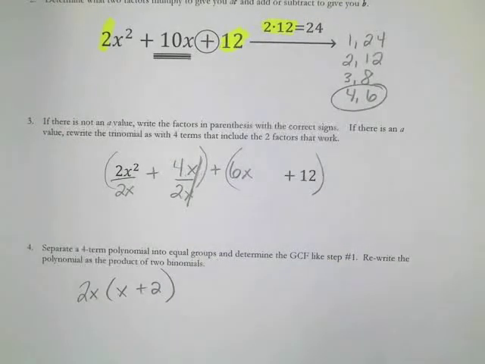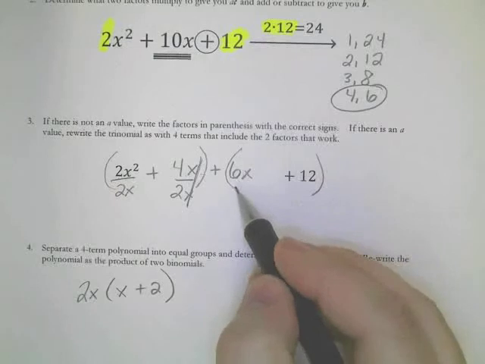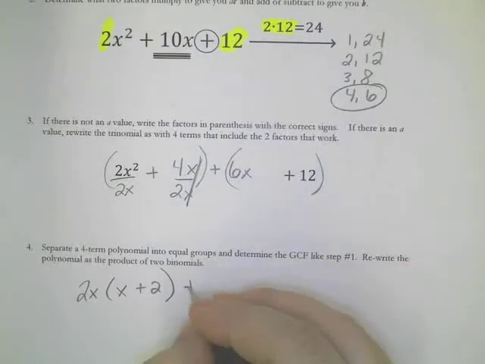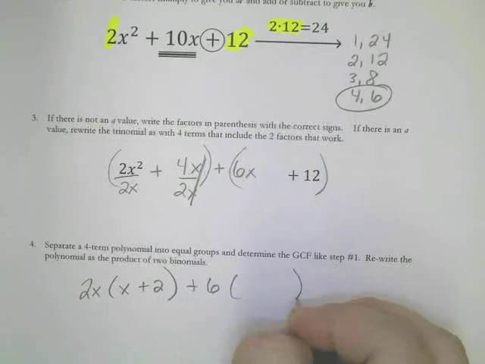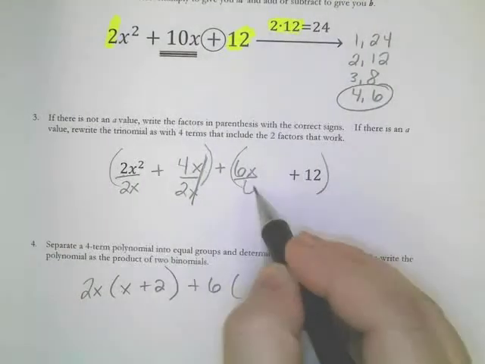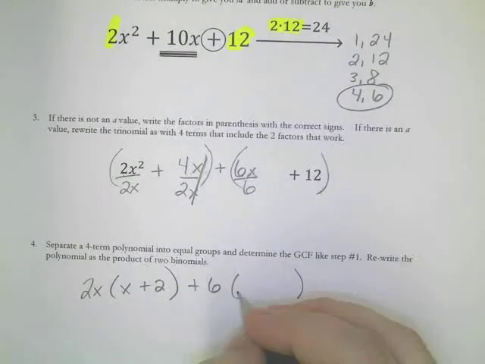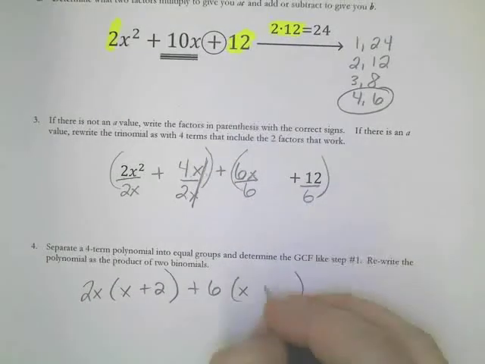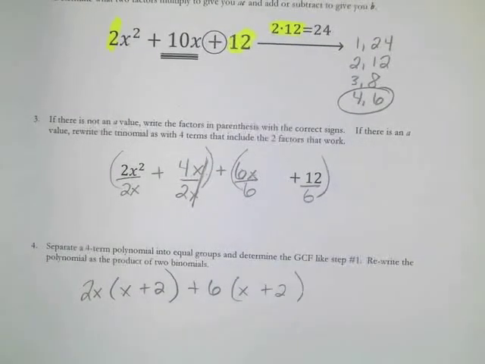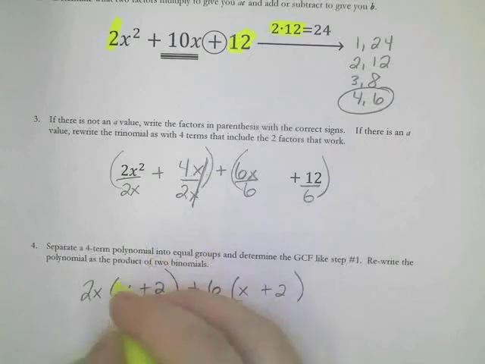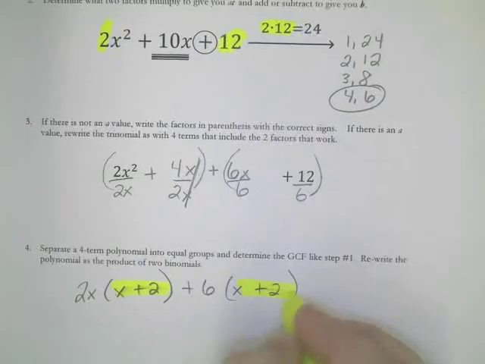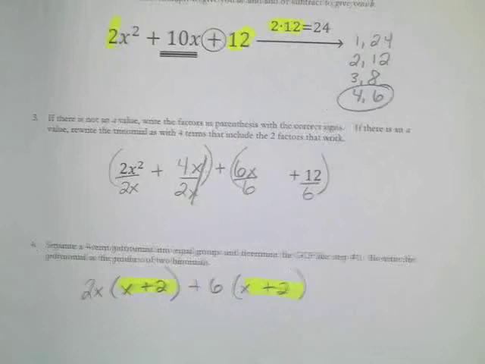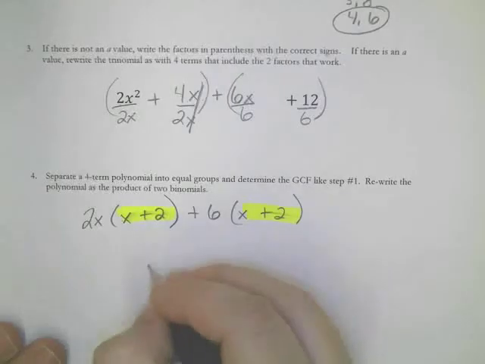Now I do the same thing here. I look for factors of 6 and 12. My GCF of 6 and 12 is 6. So I take out the 6. 6x divided by 6 is x. And 12 divided by 6 is 2. Now, if you get the same number inside the parentheses, then you've done it correct. And that is actually your first factor. So for this problem, my first factor is x plus 2.